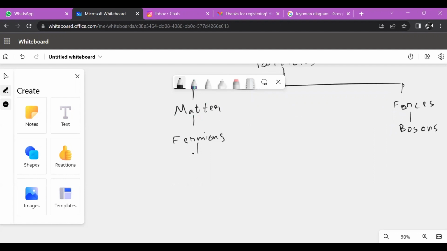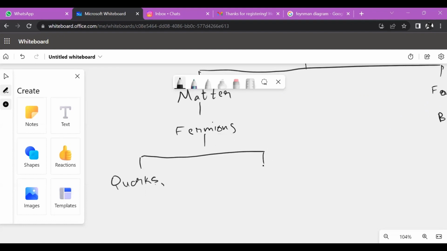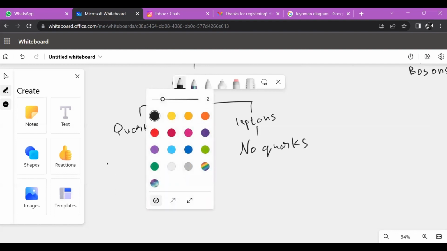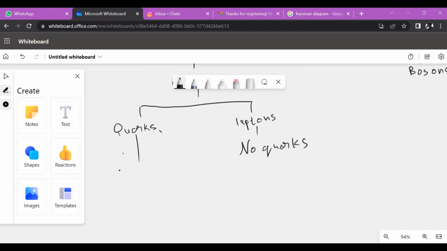And these fermions can be divided into two further kinds, which are quarks and leptons. Leptons are not made up of quarks. These kinds of particles have no quarks. So we're describing the standard particle model here, right? Yes, it's the standard particle model, with an explanation of each of those. And for quarks, the most common ones are protons and neutrons.